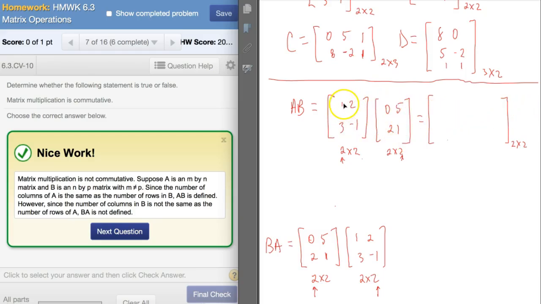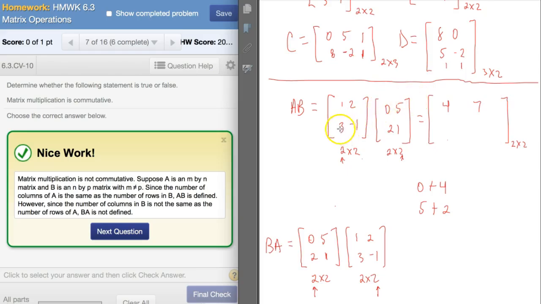So here for the first one, this will be 1 times 0, which is 0, and then plus 2 times 2, which is 4. And so 4 belongs there. So sorry about that. And so now for the next space here, we say 1 times 5, which is 5, plus 2 times 1, which is 2, and that ends up being 7.